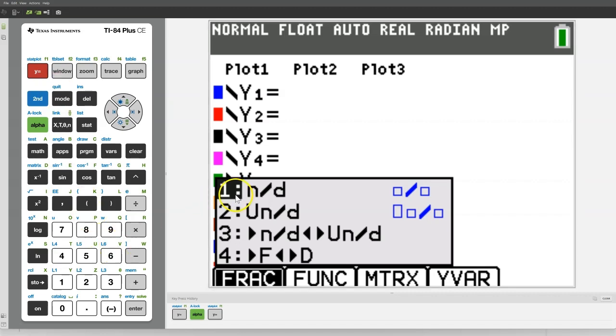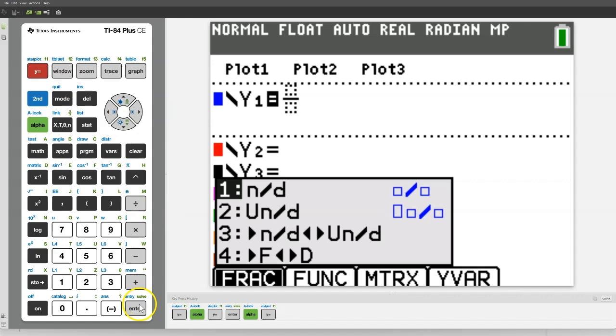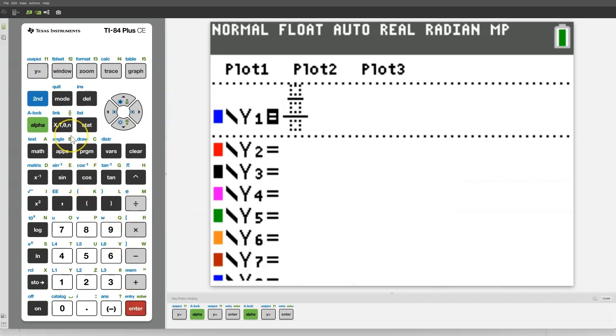And if I press enter on this first option here, that should give me a fraction bar. And I need another fraction bar because there's a fraction in my numerator. So I'm going to go through that process again. And remember, we're plugging in y2 minus y1. So I have 3 over 7 minus x. And then I have plus 3. And then my denominator, I had x minus 8.